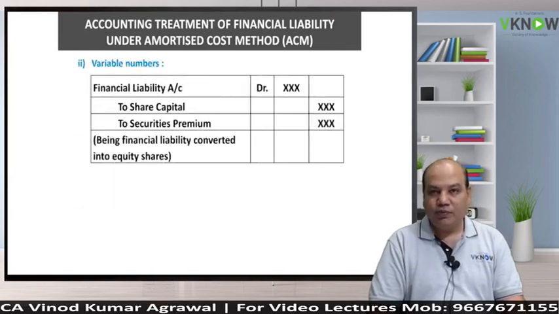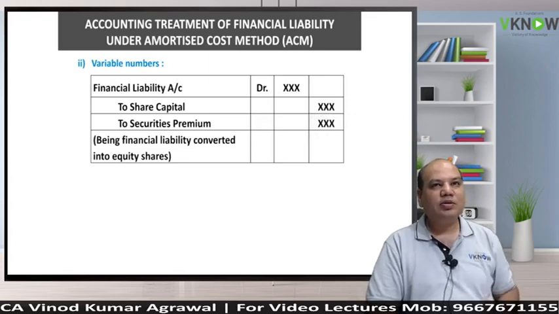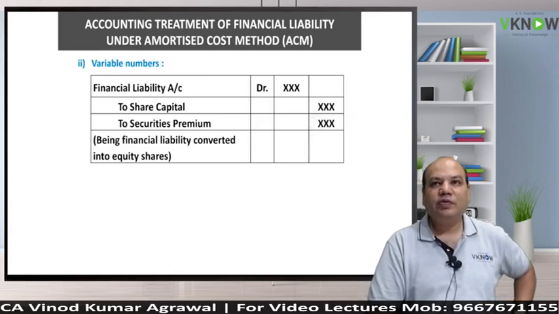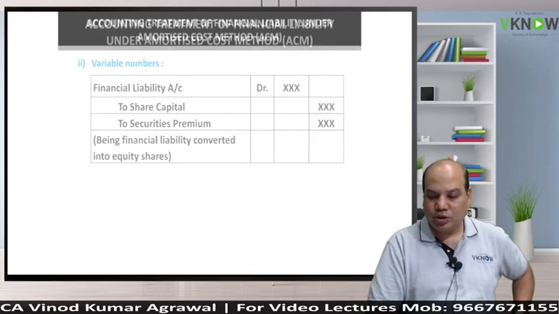Okay. If a variable number of shares have to be issued, variable number means it is a financial liability. So you will pay out of the financial liability. Financial liability account debit to share capital, to securities premium.